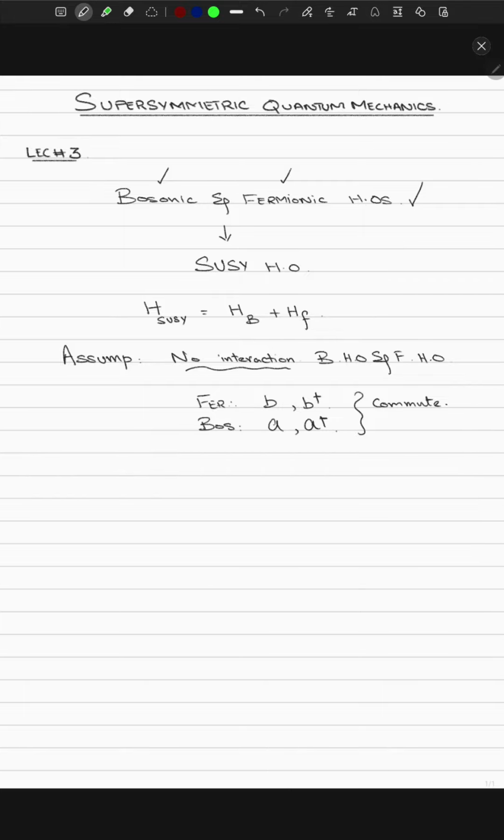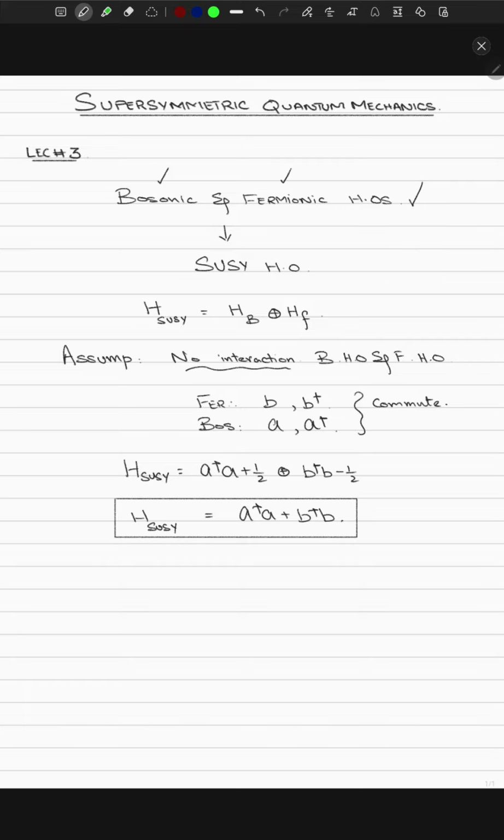Okay, great. So now coming back to the supersymmetric Hamiltonian, if you recall, the Hamiltonian for the bosonic system was simply A dagger A plus 1/2, and the fermionic system was simply B dagger B plus 1/2, with a negative 1/2 over here, right? And then if you simplify this, you just get A dagger A plus B dagger B, and so this is the Hamiltonian for your supersymmetric harmonic oscillator.